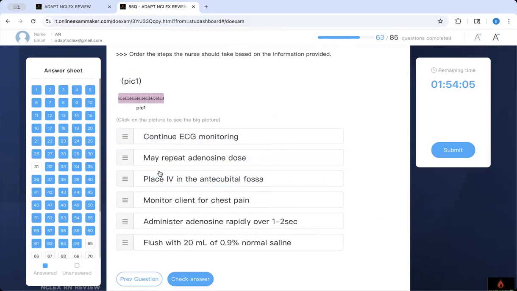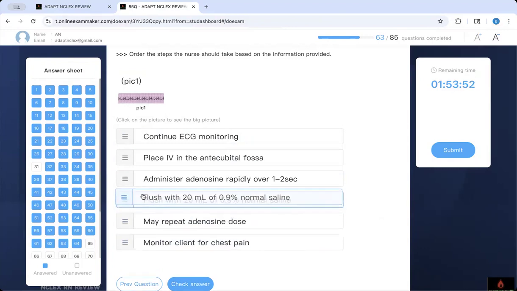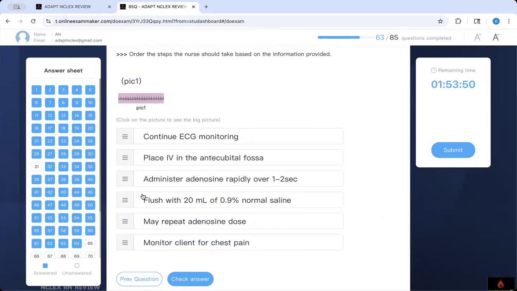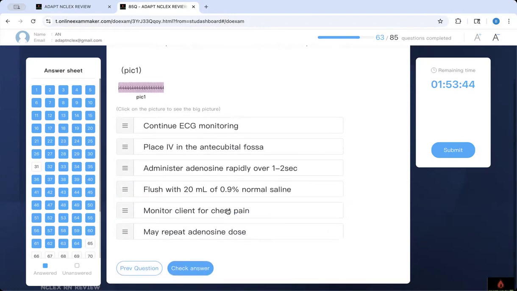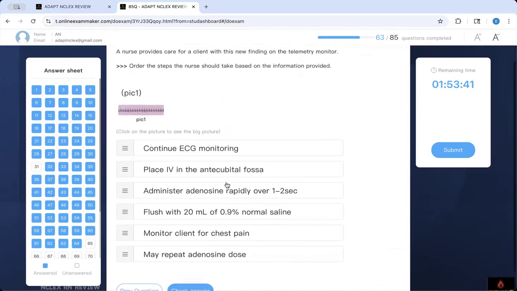Then you need the IV access so that you can give them the IV medication. Then you got to give them adenosine. So administer adenosine over 1 to 2 seconds. Then after that, you got to flush it so that it can go faster and it can stop the heart. Then you should monitor for chest pain. And if everything is good, you repeat the next dose. This is the way you give adenosine.